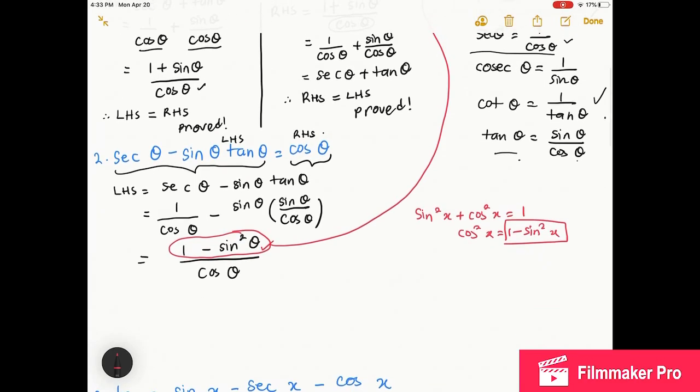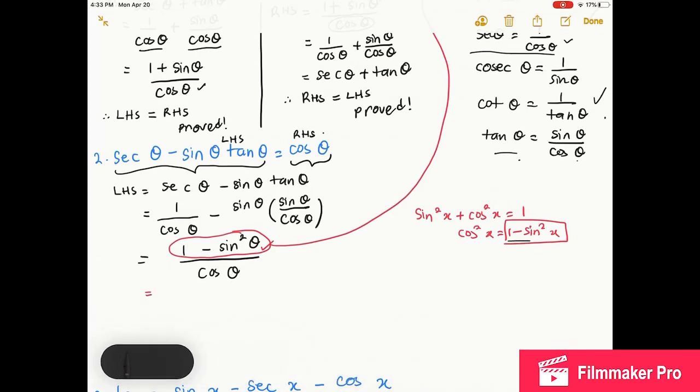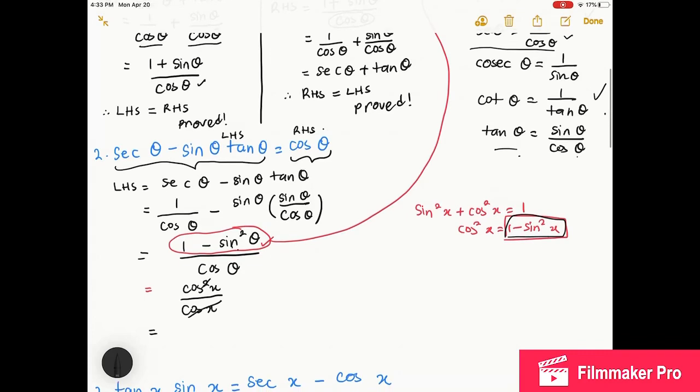So what should I do? I just take this, 1 minus sine square x, which is the same as this one, right? So I just need to exchange this. So I will have cos square x over cos x. Then I just need to simplify, and poof, you get your answer. Left hand side is equal to right hand side.